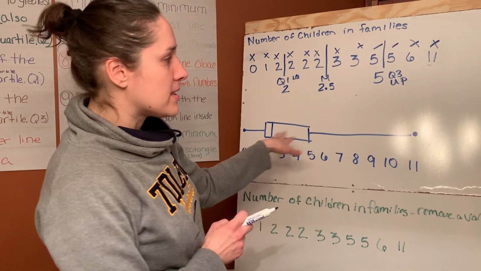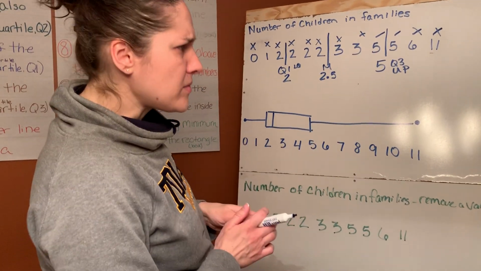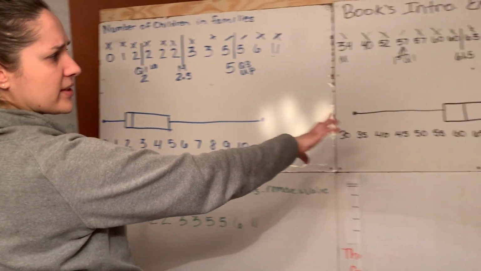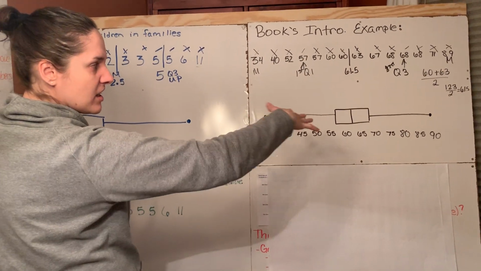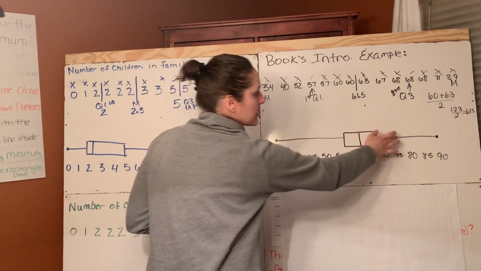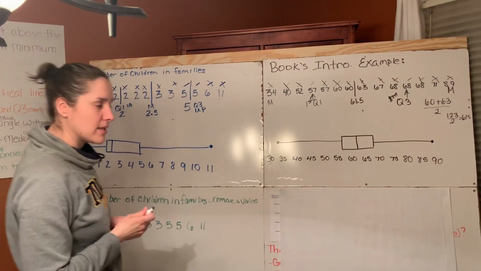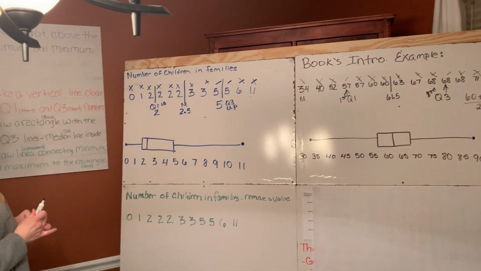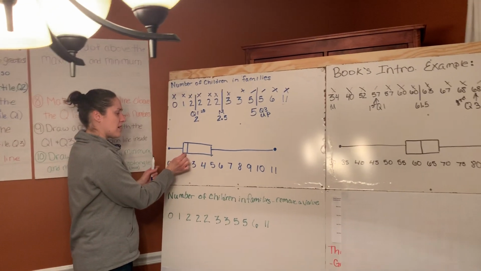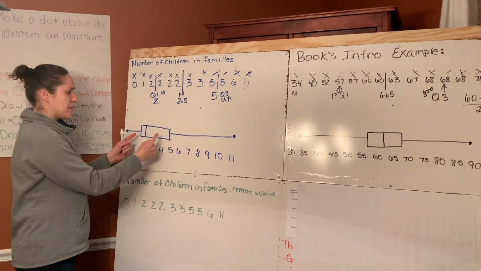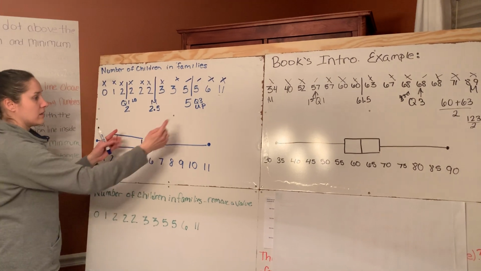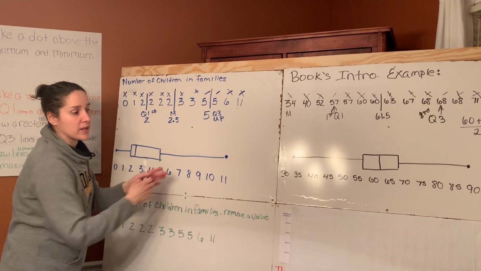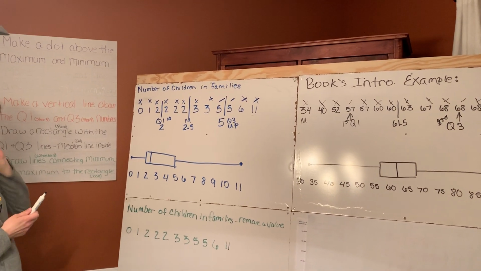What I want you to notice is how the shape of these two are quite different. For this box over here, everything's decently spaced out. Each whisker is the same length, the sections of the box are about the same size. But this one, we have a much smaller section here, a much bigger section here, and a really long whisker here. And we're going to talk more about that later, but I want you to think about why that's happening.